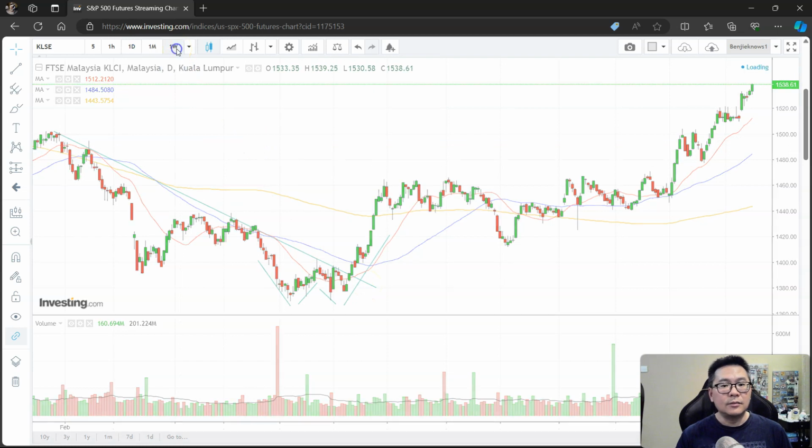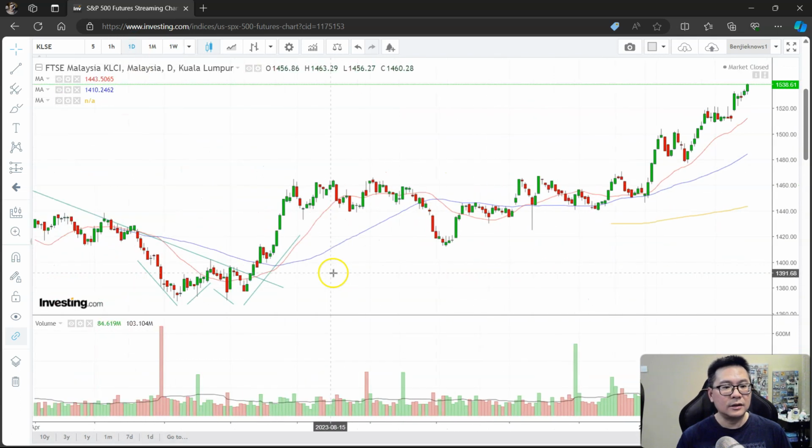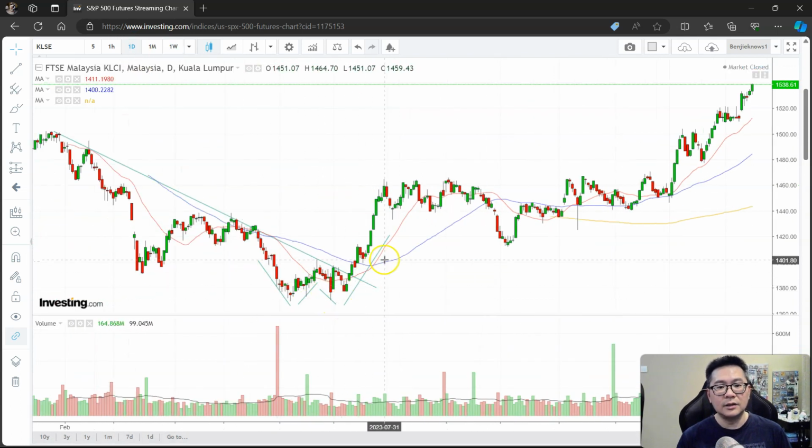And here's the interesting part. If we go to the weekly chart, here we have the KLCI making a bottom, and then it went up, and here's another bottom. So you could say that the weekly chart also has a kind of variation of a double bottom. But the important thing is the daily double bottom here that hinted of a bullish reversal.